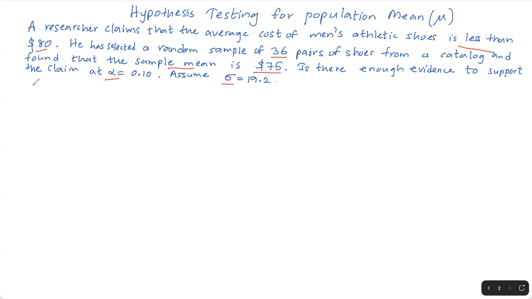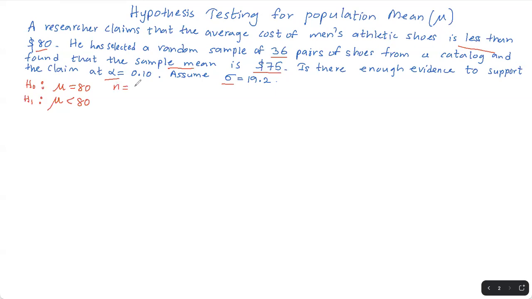So let's write down the hypotheses, the null hypothesis and the alternative hypothesis, first. The alternative hypothesis is the claim here. The claim is this: the cost of men's athletic shoes is less than $80. So the population mean, notation mu, is less than $80. And the null hypothesis is mu equal to $80. So now we have the two hypotheses.